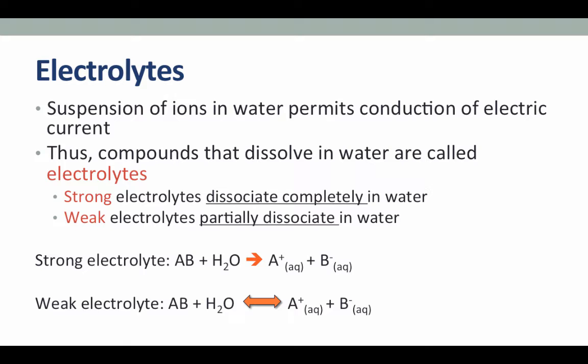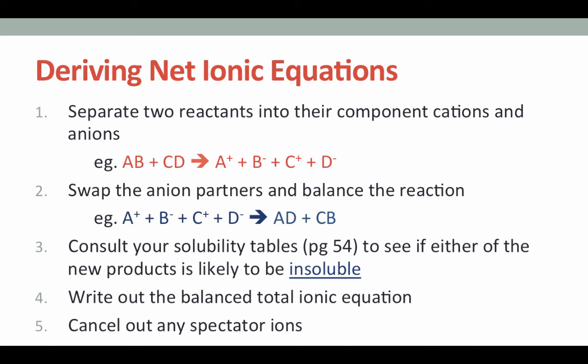In your experiment today, you'll be combining strong electrolytes and looking to see if they form an insoluble product. This is called deriving net ionic equations. To derive net ionic equations, we look at the 2 chemical species that we are given and think of them as the general formula of AB added to CD, forming the products AD and CB.